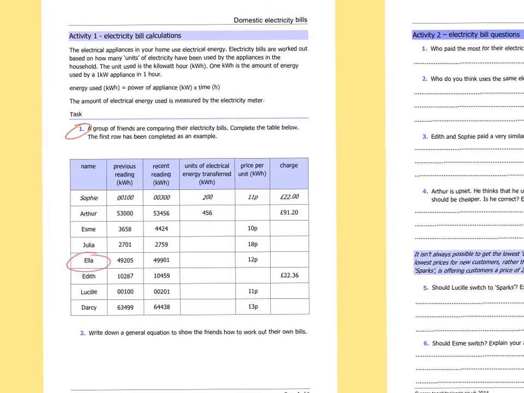Ella's seemed to go wrong a fair bit. People were getting the wrong answer to the number of units she transferred. The trick there is you're doing 49901 minus 49205, which if you do that on a calculator or by other method gives you an answer of 696. A few people had a miscalculation there, so that one should be 696.